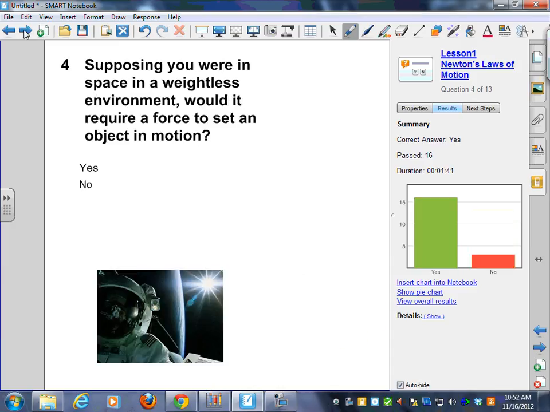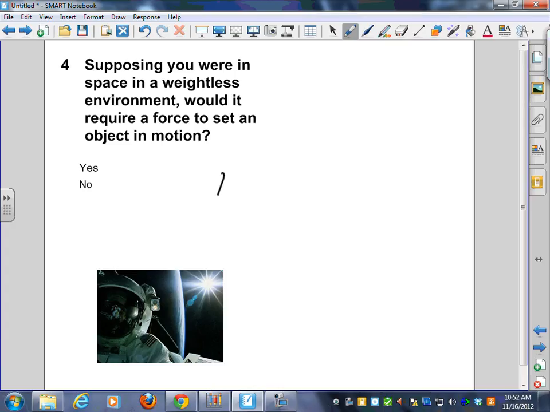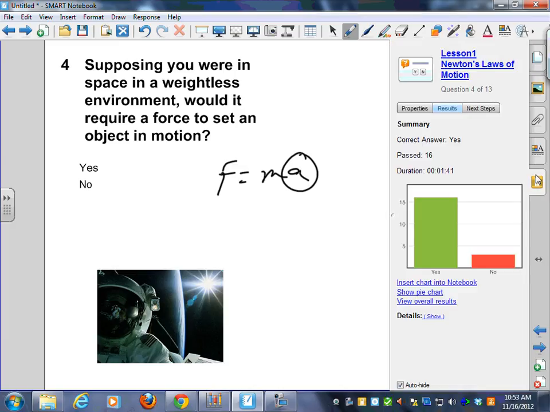Number 4. Would it require a force to set an object in motion? Absolutely it would. The formula is F equals ma. If an object's at rest, then you need an acceleration, and if you need an acceleration, then you require a force. You need forces to cause accelerations. Doesn't matter whether you're in a weightless environment or not.